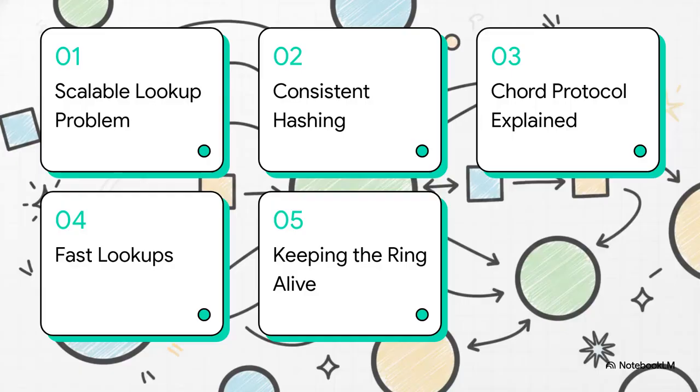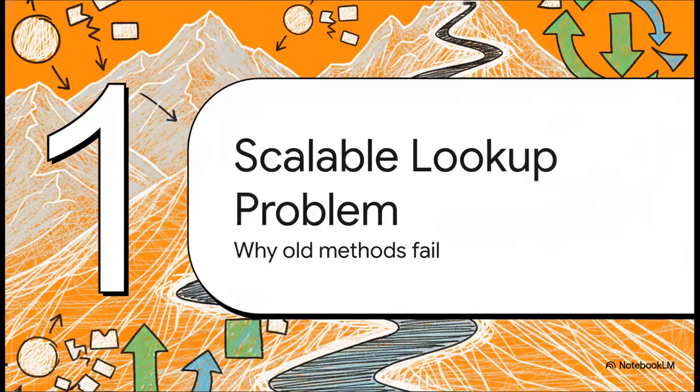All right, so here's the game plan for this explainer. First, we're going to look at why finding stuff at scale is so hard in the first place. Then, we'll get into the brilliant idea that solves it, called consistent hashing. After that, we'll see how the Chord protocol puts that theory into practice, how it makes lookups ridiculously fast with something called finger tables, and finally, how the whole system stays up and running even when computers are constantly joining and leaving.